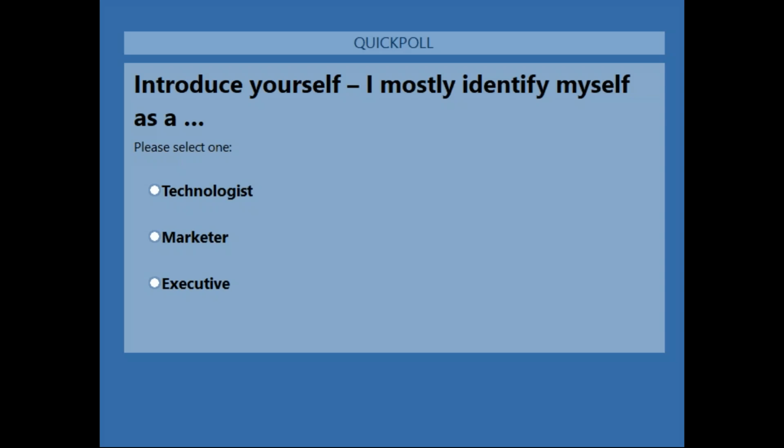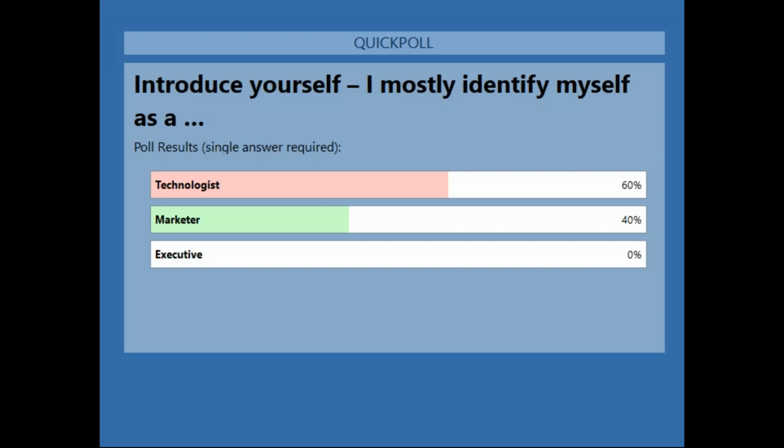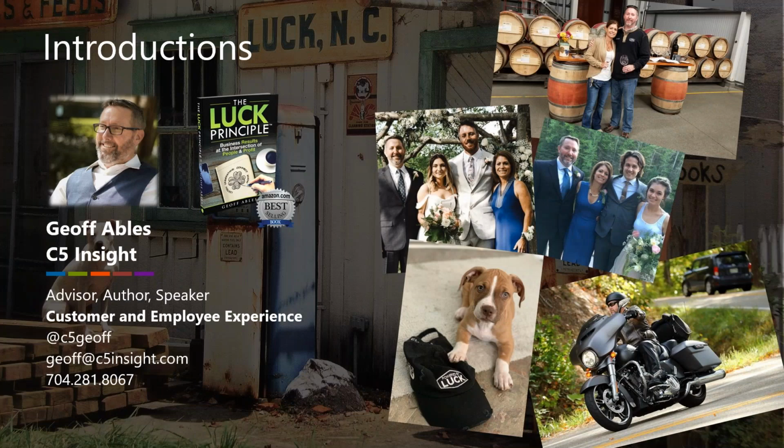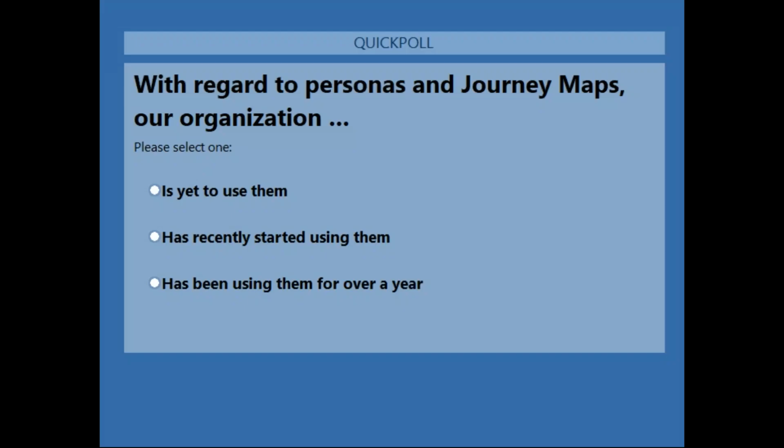All right, everybody's voted. I'm going to share those results. So 60% say they're technologists and 40% say they're marketers. We didn't have anyone in the executive area. All right, excellent. And one last way to get to know you, Julie, if you'll pull up the last one, with regards to personas and journey maps, tell me where you guys are with that. Are you not using them at all? Have you recently started using them, or have you been using them for a while, maybe a year or more?